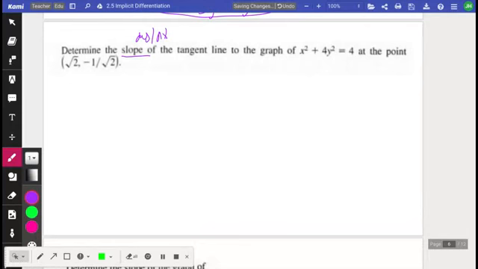So we'll look at our function. It's x squared plus 4y squared equals 4. The derivative of x squared is just 2x. The derivative of 4y squared is 8y dy over dx. And the derivative of 4 is 0.